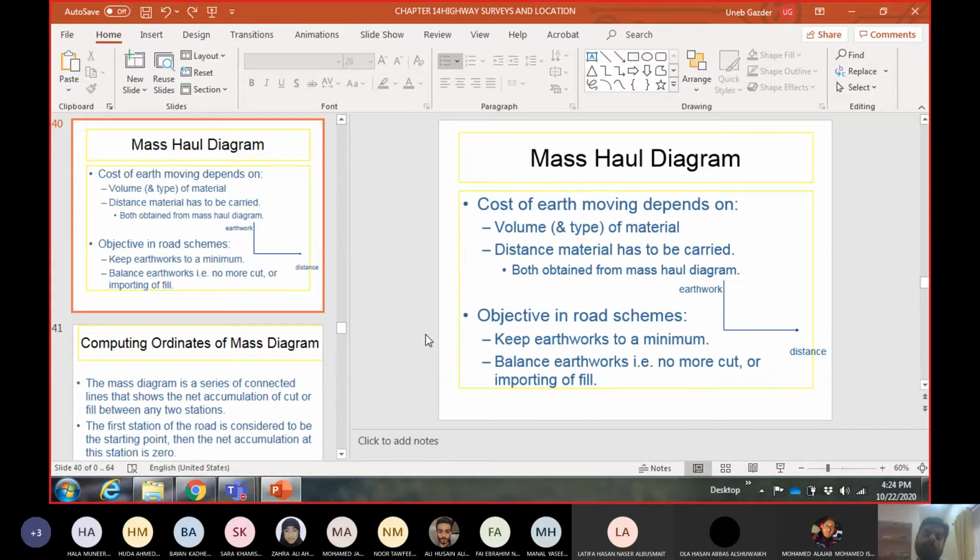Why is balance important? Balance indicates three things. First of all, balance indicates that you designed the road very close to the ground level. When you design the road very close to the ground level, you will have cut and fill both, and their quantities will be very small. So the extra material will automatically be less. That means you kept the earthwork to a minimum.